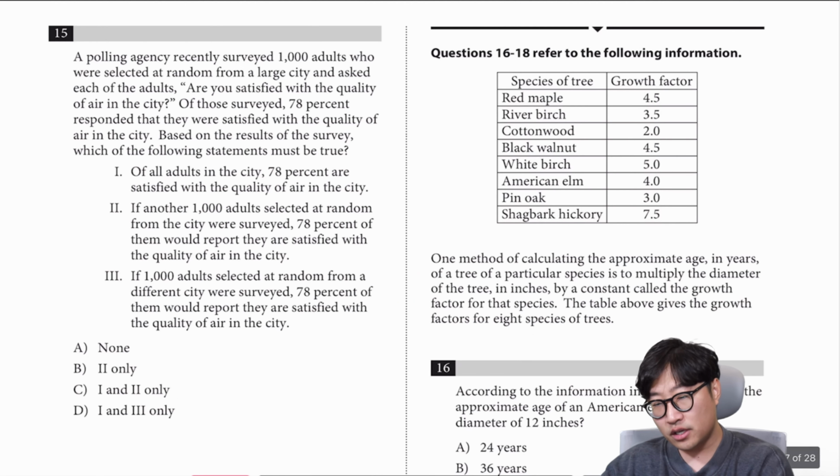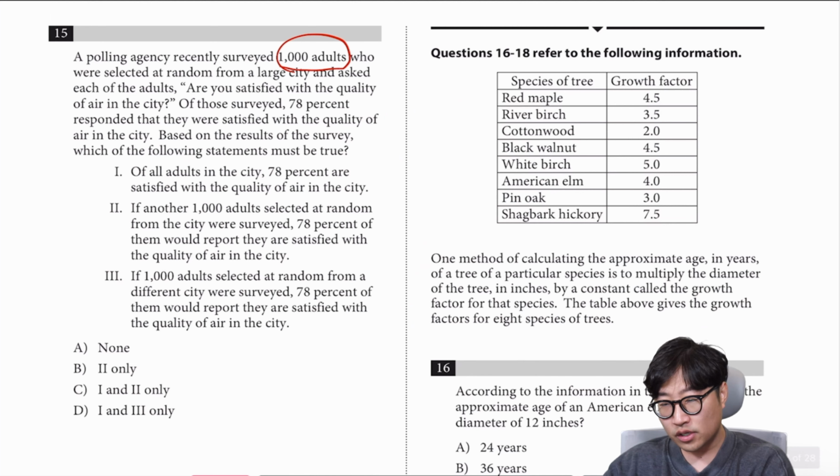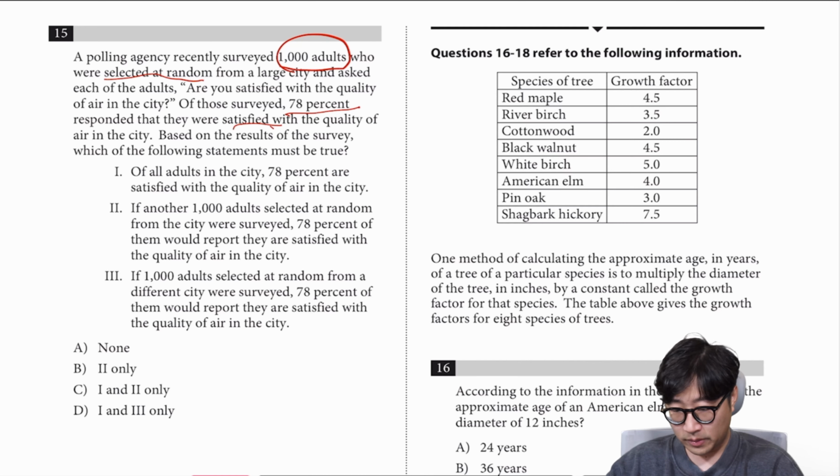The polling agency surveyed 1,000 adults selected at random in a large city and asked the following question: Are you satisfied with the quality of the air in the city? Of the survey, 78% said they are satisfied. Based on the survey, which of the following statements must be true?